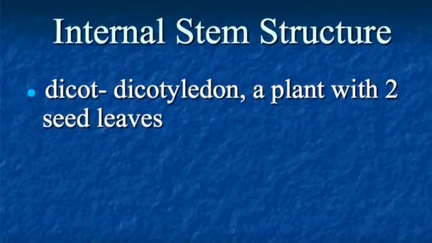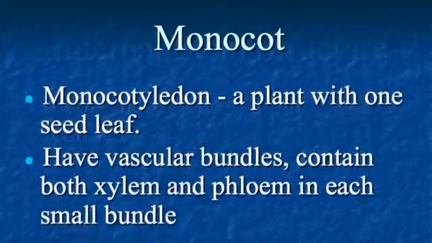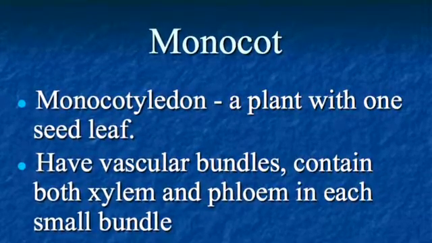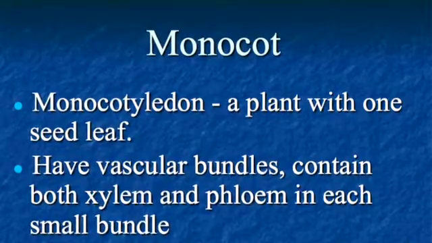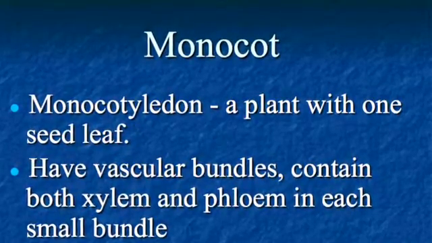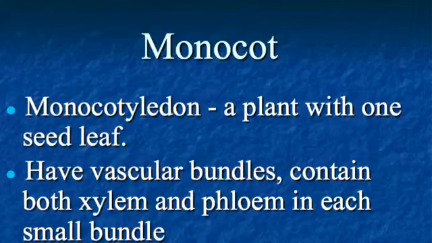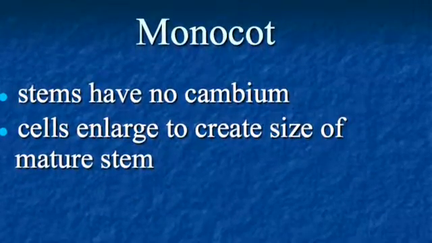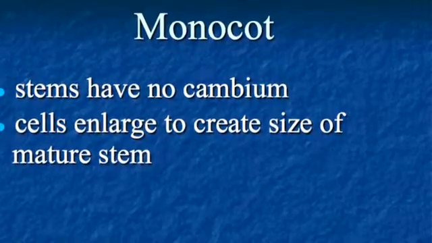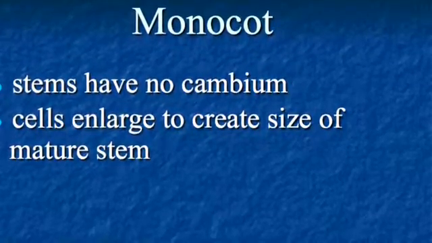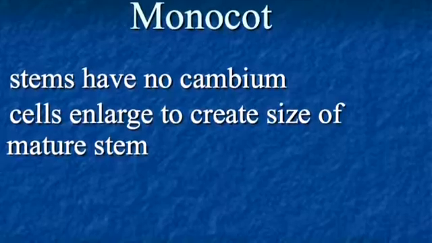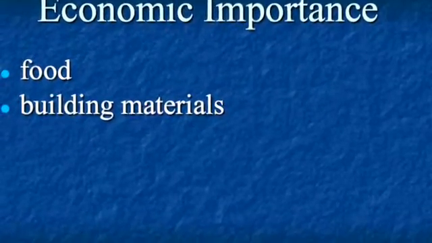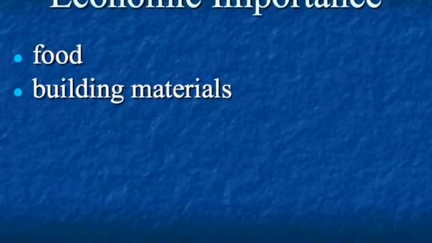A dicot is a dicotyledon, and it's a plant with 2 seed leaves. A monocotyledon is a monocot, and it's a plant that only has 1 seed leaf. These have vascular bundles and contain both xylem and phloem in each small bundle, so they're different than the dicots. Monocot stems have no cambium. The cells enlarge to create the size of the mature stem. The stems are very important economically for food, like celery, and for building materials, like all the wood we use.